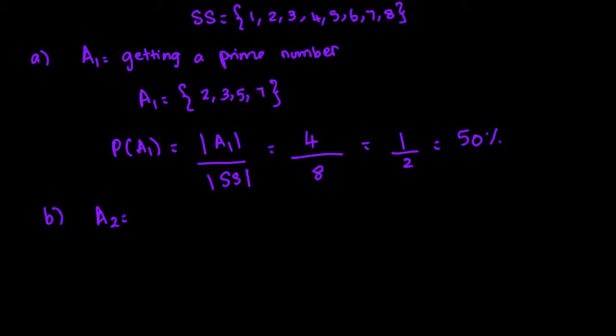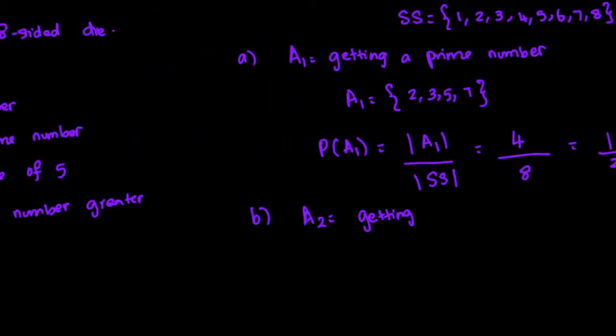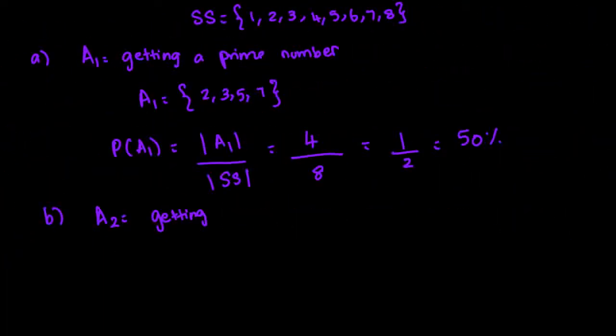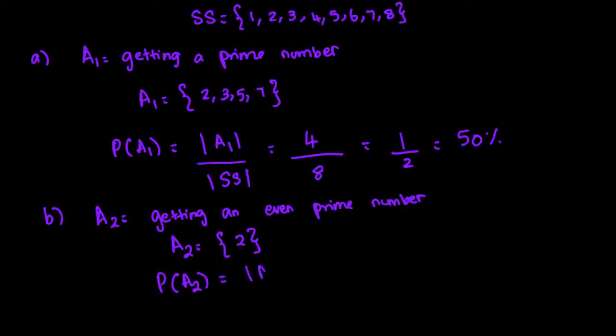Likewise, A2 is getting an even prime number. What is the cardinality of the set defining the even prime number? Getting an even prime is just 2, because 2 is the only even prime number. Therefore, the probability of A2 would be equal to the cardinality of A2 divided by the cardinality of the sample space. The cardinality of the set A2 is nothing but the number of outcomes in the set A2, which is just 1, divided by the total number of outcomes, 8. So the probability is 1 over 8, which is 0.125 or 12.5%.